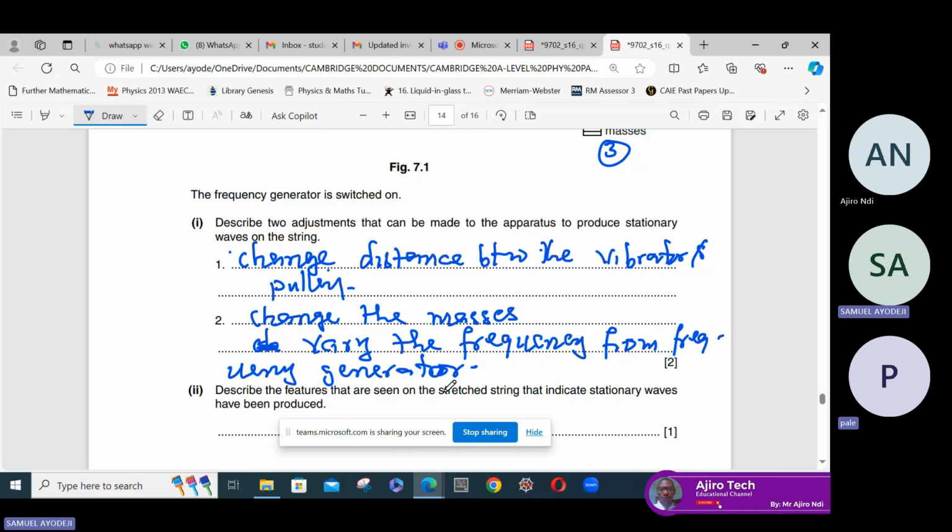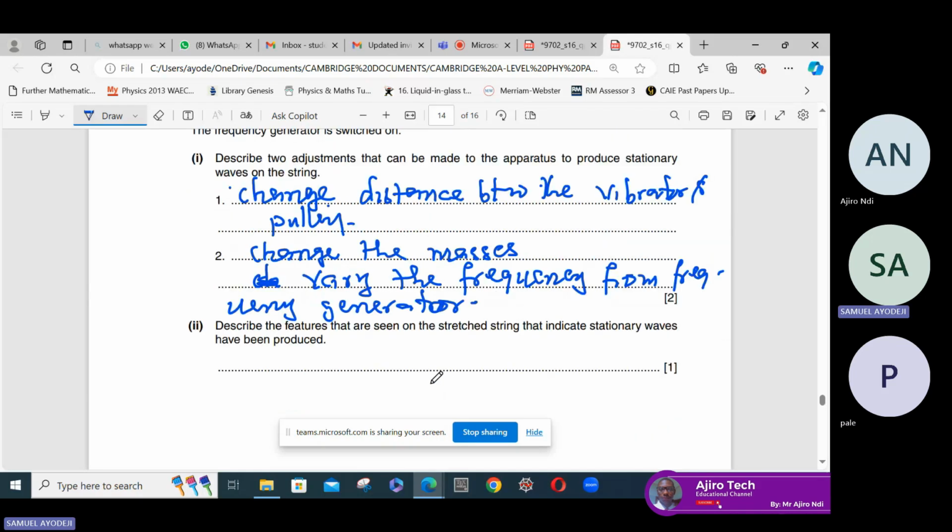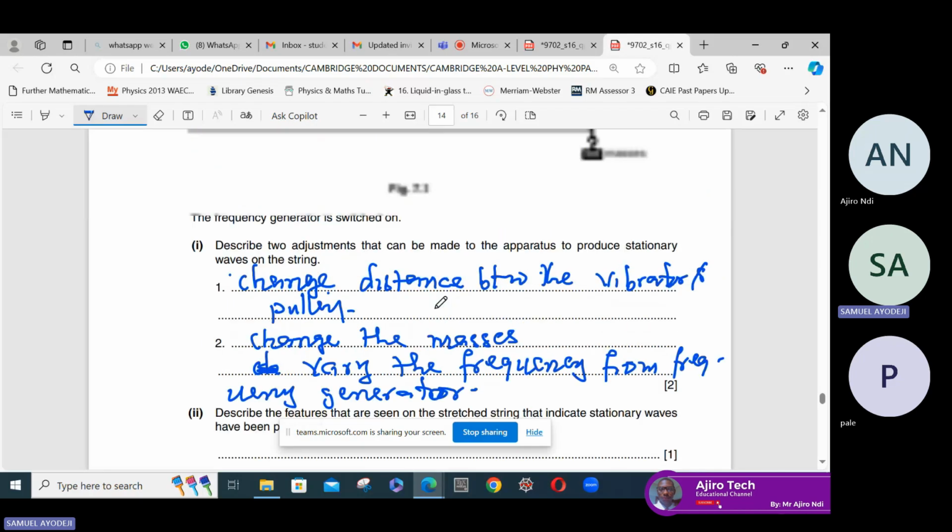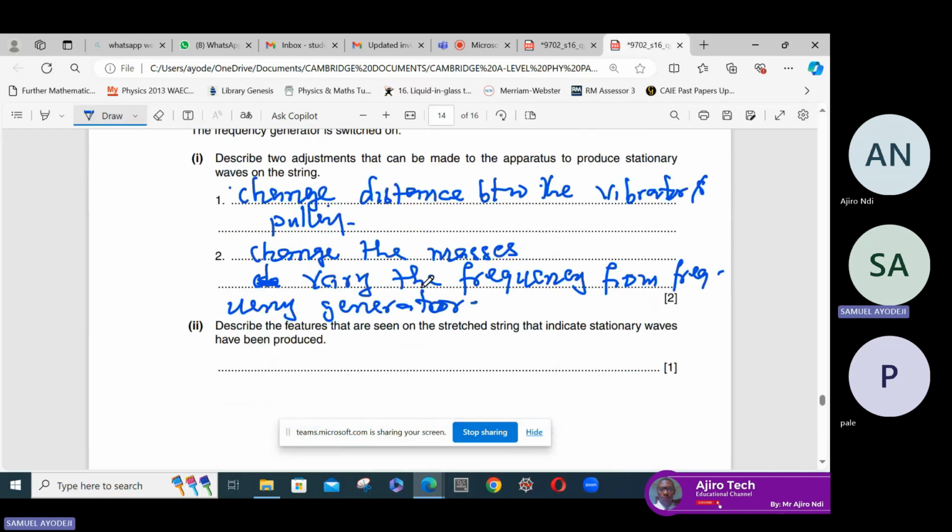So let's go to the next one, Abi, this one. Describe the features that are seen on the spread string that indicate stationary waves. Now, what do you see in stationary wave? In stationary wave, there are two points. We have what is called node and antinode. Yes or no? So you see the amplitude varies from maximum to minimum or to zero. So those are the features you can see. First of all, you see the amplitude. That is, amplitude is seen.